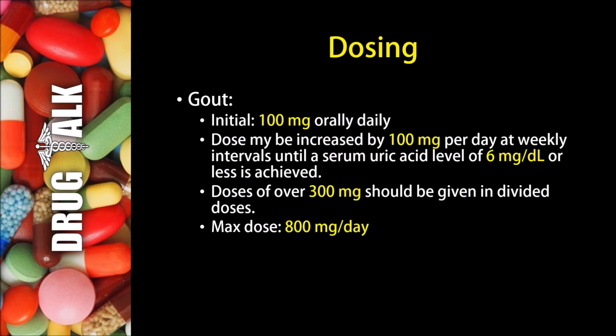So what about dosing with allopurinol? So in the treatment of gout, the initial dose would typically be 100 milligrams orally daily. The dose may be increased by 100 milligrams per day at weekly intervals until a serum uric acid level of 6 milligrams per deciliter or less is achieved. Doses over 300 milligrams should be given in divided doses, and the maximum dose would be 800 milligrams per day.